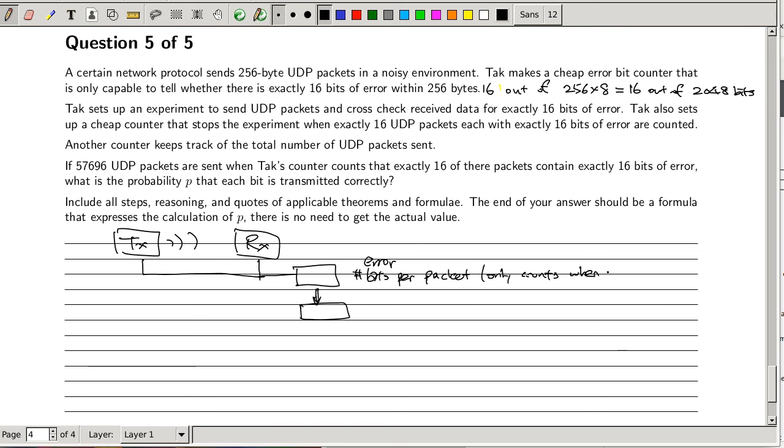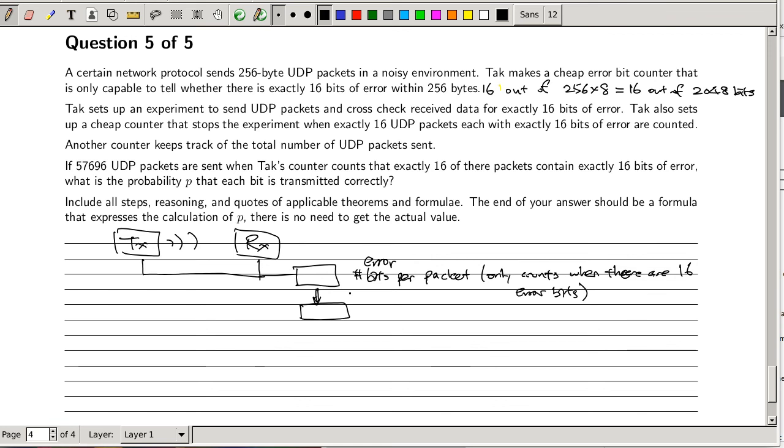when there are 16 error bits. So only when a packet has exactly 16 error bits, not 15, not 17, not 0, not 20, exactly 16, then it will trigger another counter down here to count another packet like this. So this is basically counting the number of packets that have exactly the problem.